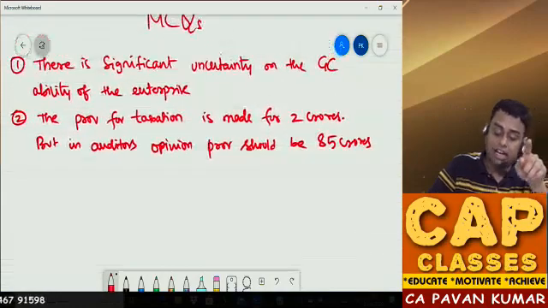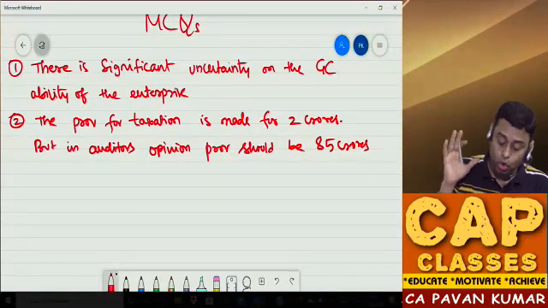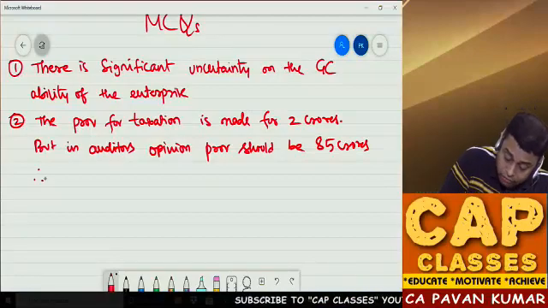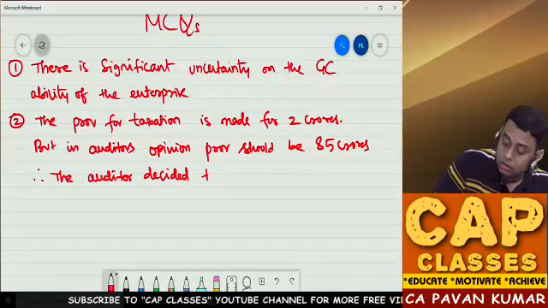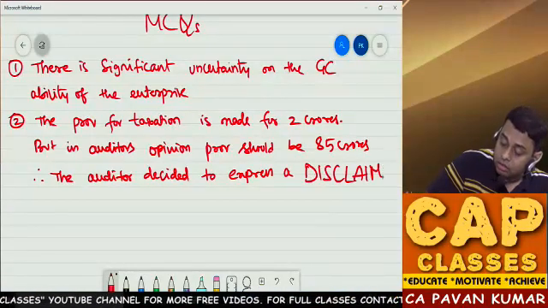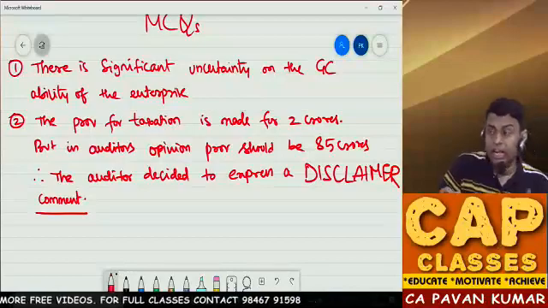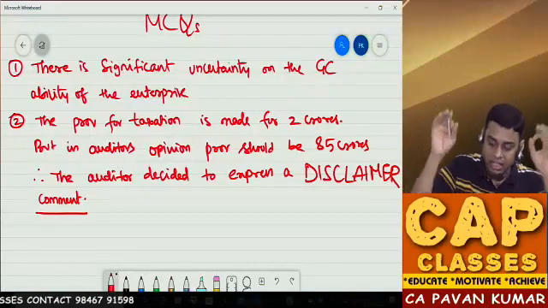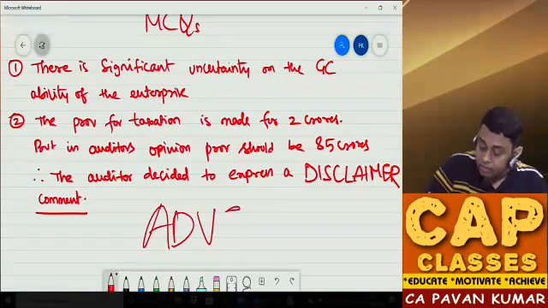There is a significant uncertainty on the going concern ability of the enterprise. The provision for taxation is made for 2 crores, but in the auditor's opinion, provision should be for 85 crores. Therefore, the auditor decided to express a disclaimer. Comment. Correct or incorrect? 90% of the students, my dear friends, I tell you, will write an answer, yes, the auditor has to give disclaimer of opinion. The answer is no, he has to give adverse opinion.